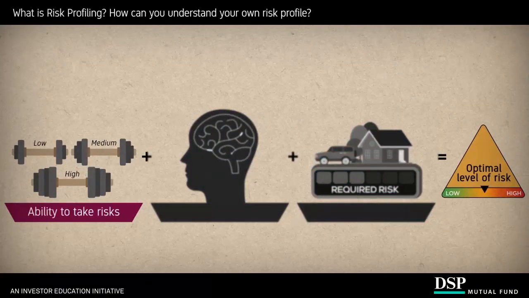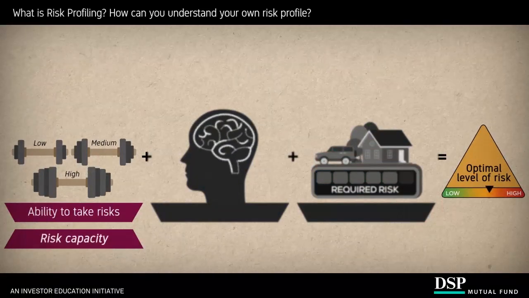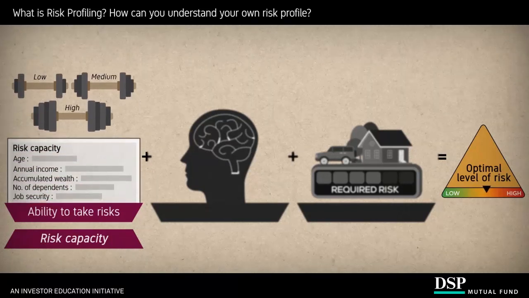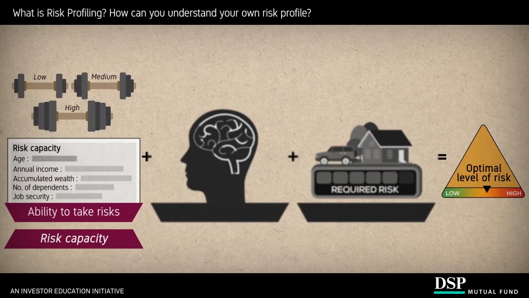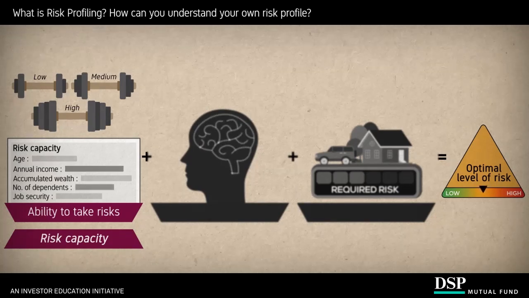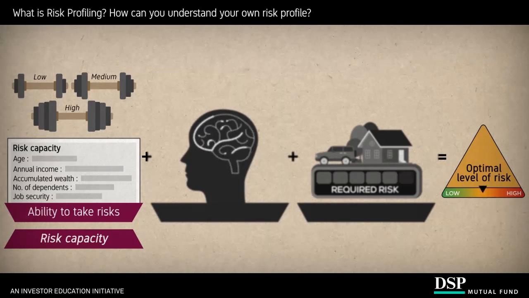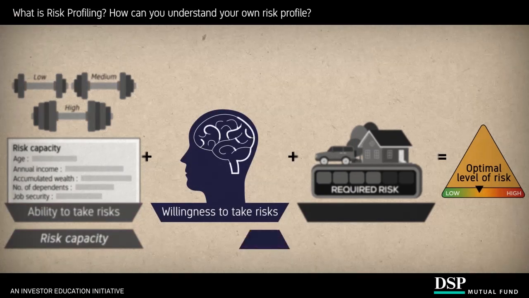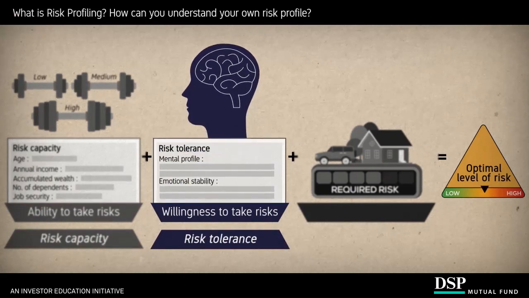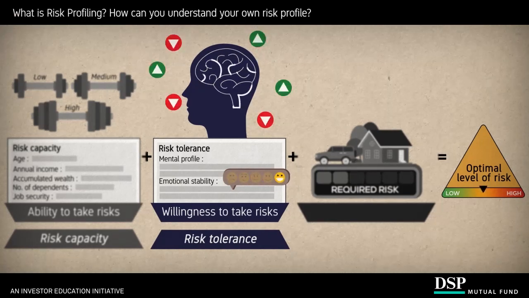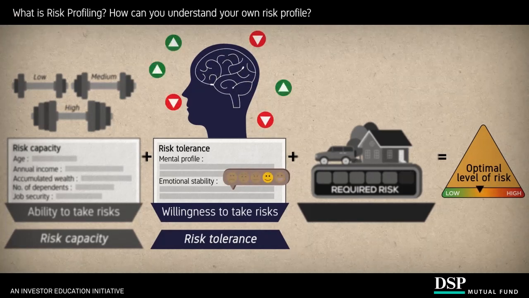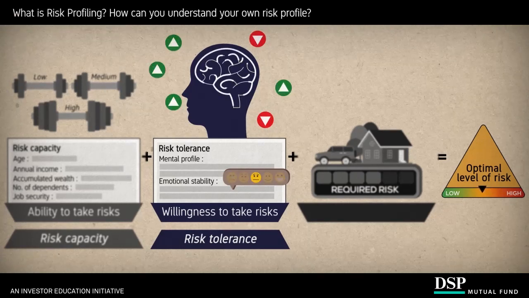Your ability to take risks, also called your risk capacity, includes factors that determine how much risk you can take at a given point of time in your life. These could include your age, your current income, number of dependents, etc. Your willingness to take risk, also called your risk tolerance, indicates your emotional tolerance towards the ups and downs in the market and towards risk-taking in general. This is essentially a psychological characteristic.